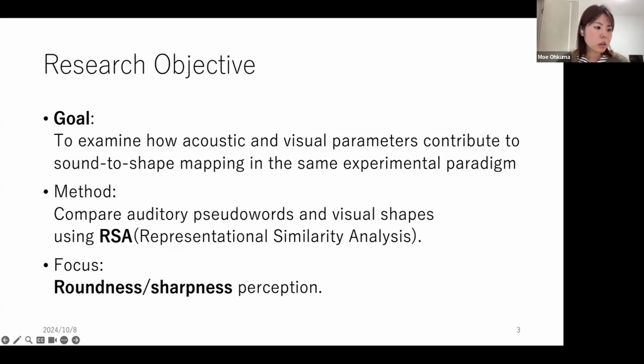The research objective is to identify which acoustic parameters are responsible for the sound symbolic mapping between sounds and shapes. The researchers used perceptual evaluations of roundness and sharpness for both auditory pseudowords and visual shapes, comparing them using representational similarity analysis, RSA.